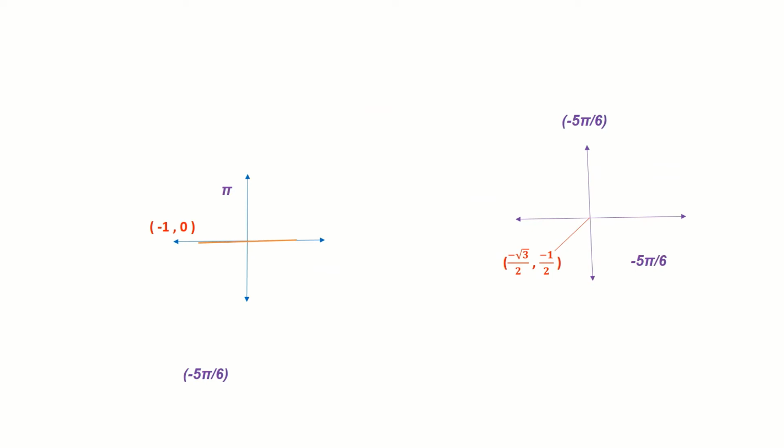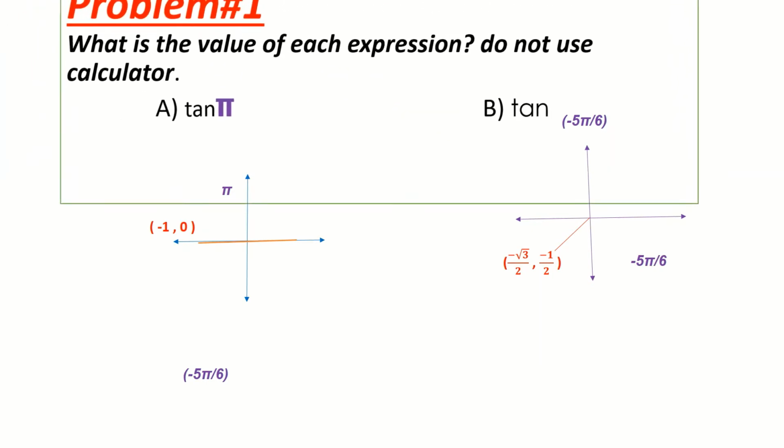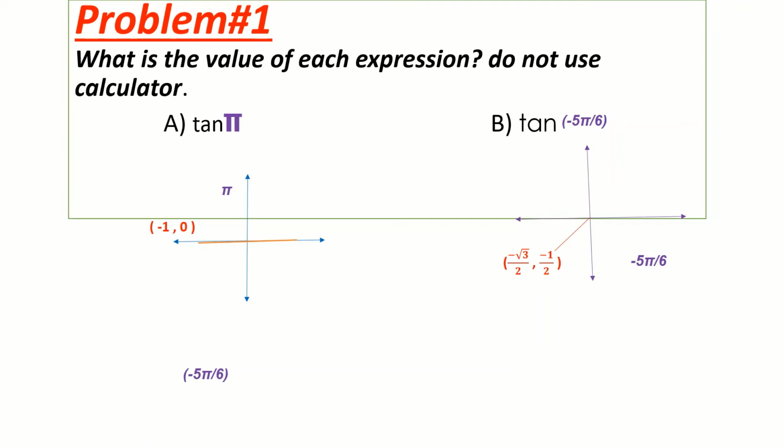Now let us see some examples. Example number 1, or problem number 1. What is the value of each expression? Do not use a calculator. A, tan pi. B, tan negative pi over 6. The givens are here, and we will depend on these givens.